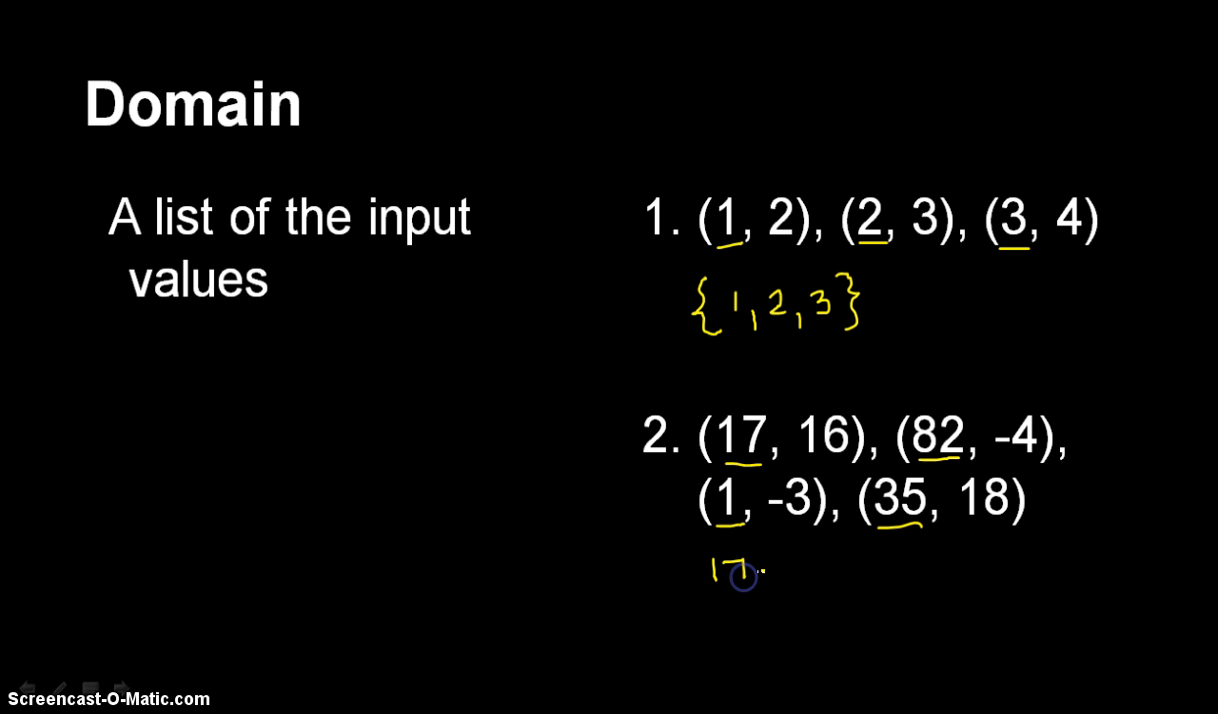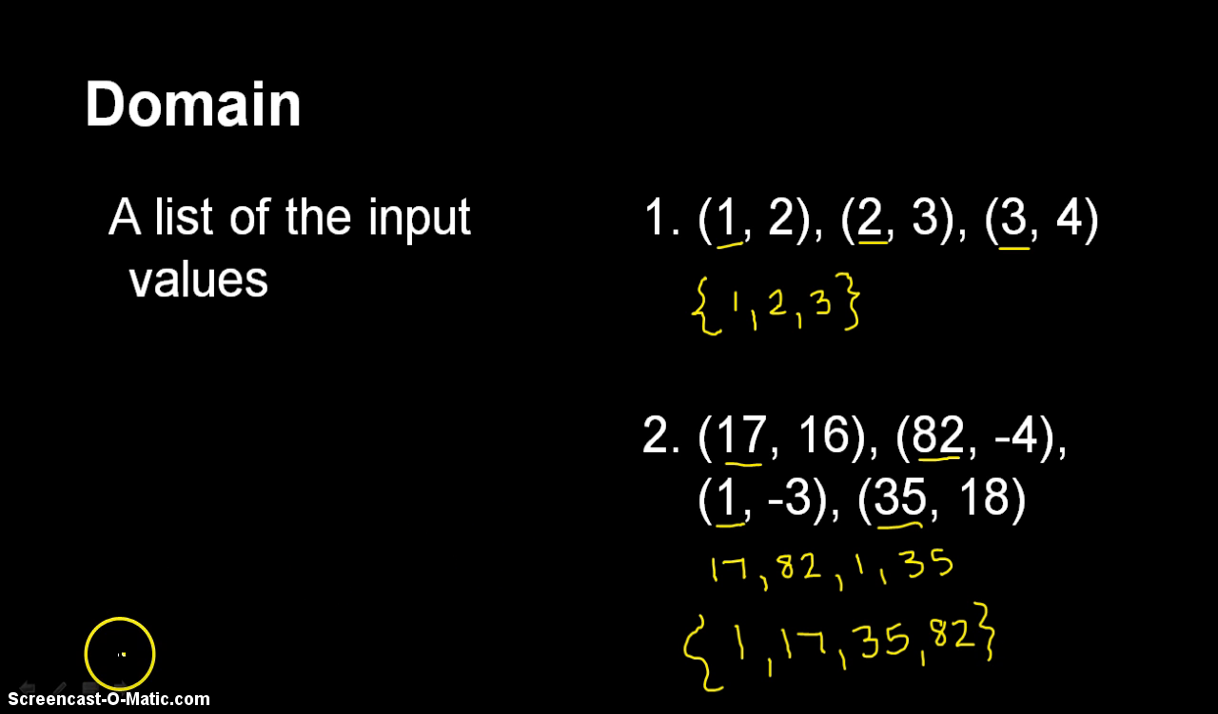The difference is that the inputs or the domain need to be listed in number order. So I'm first going to copy them down, and then when I finalize my answer, I will have them in number order as well. So we have 1, 17, 35, and 82. Again, the domain is the list of the input values.